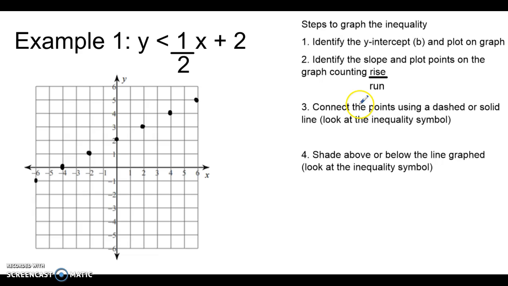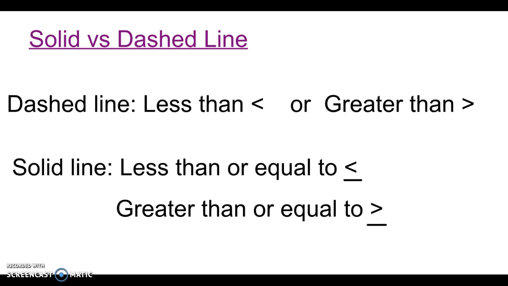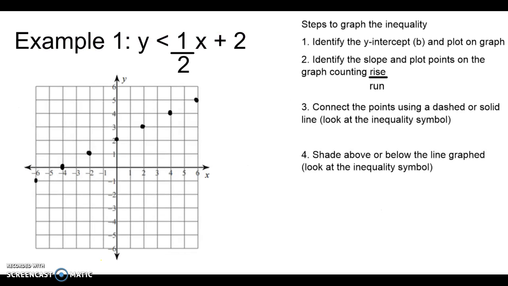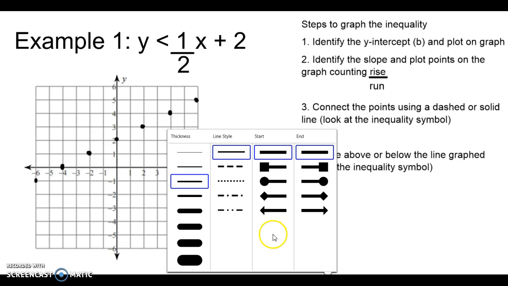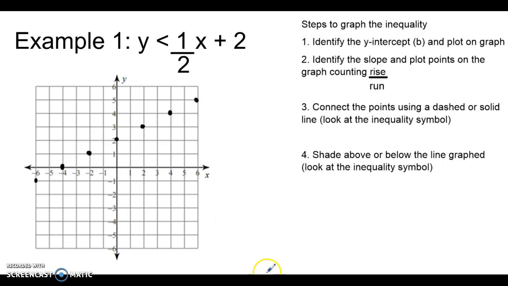The third step is to connect the points using a dashed or solid line. So I'm going to look back at my notes. And so if it's a less than or greater than symbol, it says to use a dashed line. And we had a less than symbol. So I'm going to connect my points with a dashed line, straight dashed line. And I'm going to make sure that I have arrows at either end.